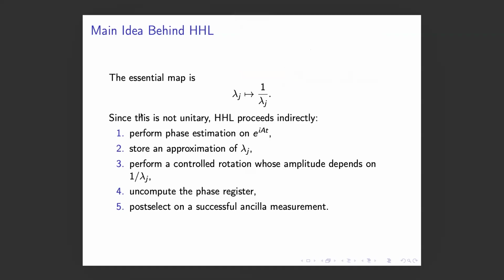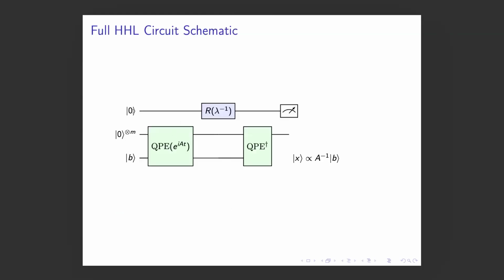So the main idea, as we have exposed through the whiteboard, is actually we want these eigenvalues. These are going to be the coefficients in front of this linear expansion in the solution. We know that A, the matrix, is not unitary, so we proceed indirectly. We perform a phase estimation of this quantity. We store this information in the phase register, and then we perform a controlled rotation whose amplitude depends on this one. We uncompute the phase register, and then we post-select on a successful ancilla measurement. So we make the measurement on the ancilla qubit.